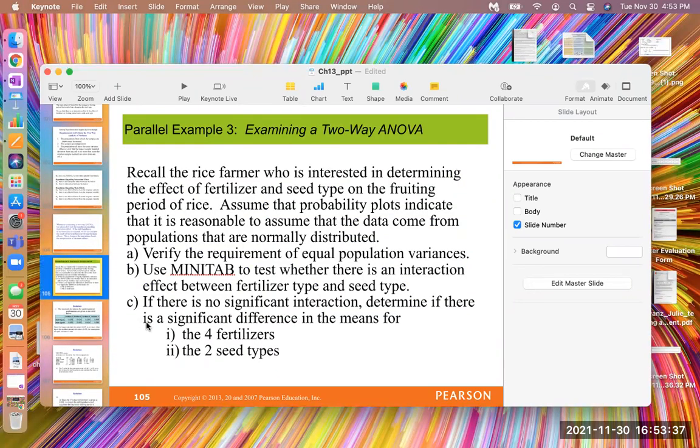Okay. All right. So here we go. Here is a full example of two-way ANOVA. Recall the rice farmer who is interested in determining the effect of fertilizer and seed type on the fruiting period of rice. Assume that probability plots indicate that it is reasonable to assume that the data come from populations that are normally distributed. So they already took care of that. They're probably also saying they're independent samples. And so we just want to verify the requirement of equal population variances. And we're going to use Minitab. We're going to enter all of our data into Minitab, and it's going to give us all our p-values and we'll read it.